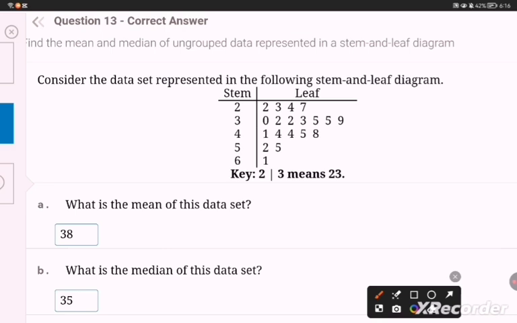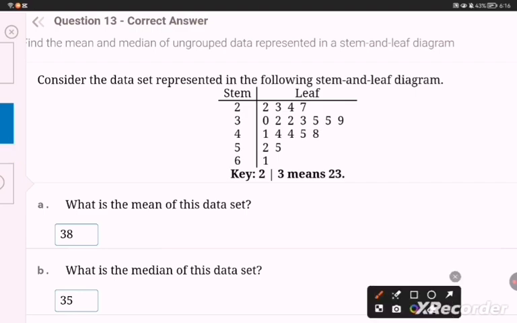22, 23, 24, 27, 30, 32, 32, 33, 35, 35, 39, 41, 44, 44, 45, 48, 52, 55, and 61. And then divide that by 1, 2, 3, 4, 5, 6, 7, 8, 9, 10, 11, 12, 13, 14, 15, 16, 17, 18, 19. So you're going to add all of these values, divide them by 19. You should get an answer of 38.